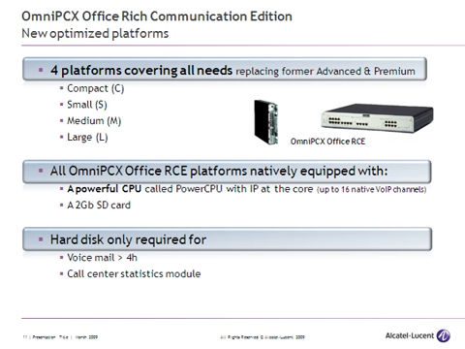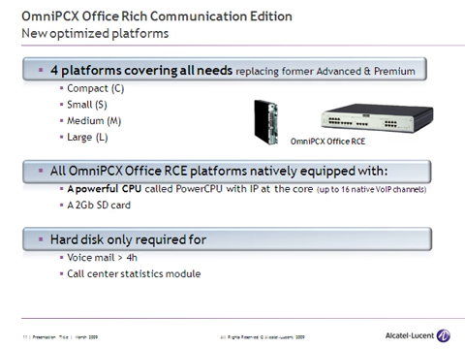The new Rich Communication Edition of the OXO will be offered on 4 platforms which we're already familiar with: the compact, the small, the medium, and the large. These 4 platforms will be replacing the 8 platforms available through the advanced and premium offerings. This means there's no more CPU 4s and no more CPU-Es.